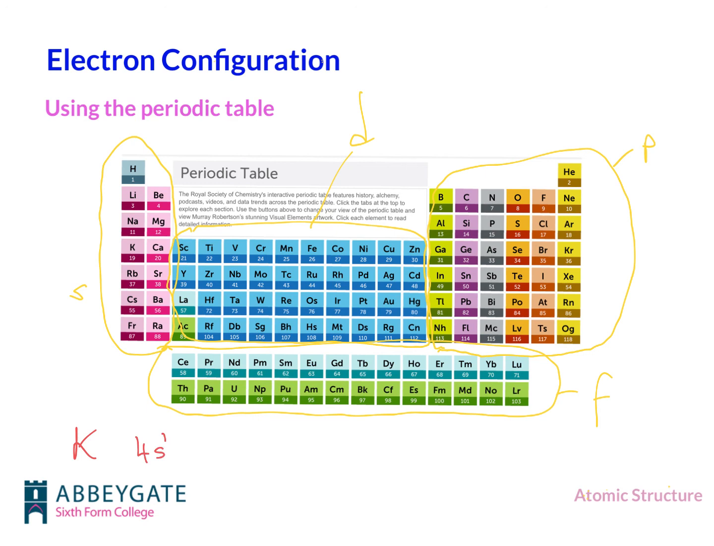That tells me that the highest energy electron is in the 4th energy level, so the 4th period, and it's in the s block, and it's only got 1. So if we look, potassium is here, 4th row down, 4th period, it's in the s block, and it's got 1 electron, so it's only got 1 out of the 2 possible.